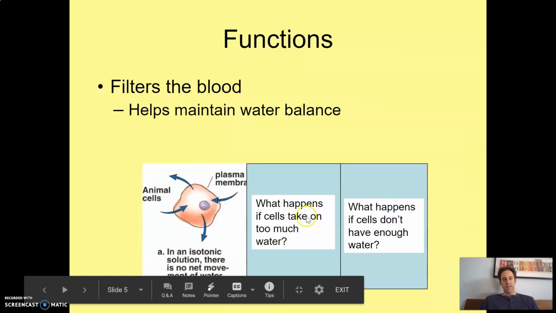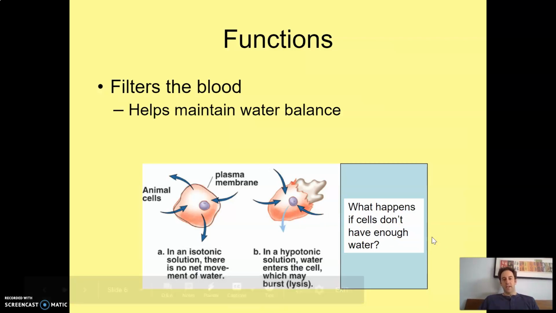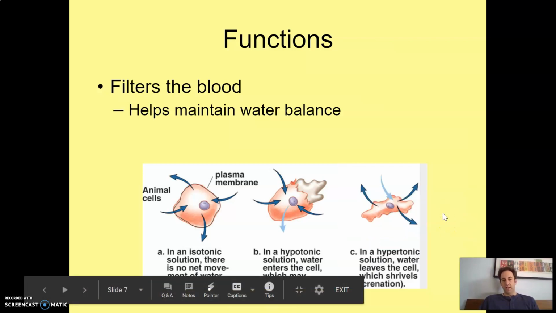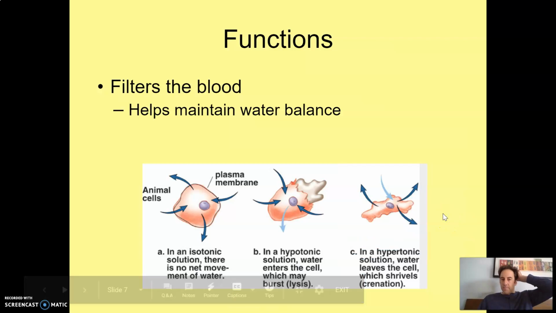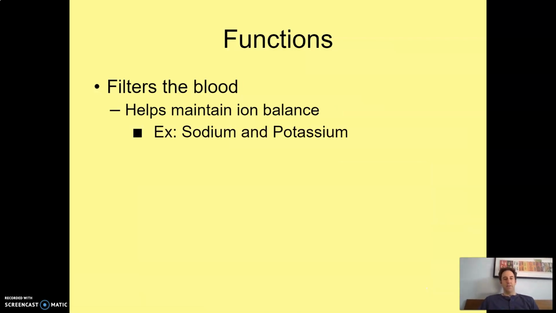If a cell takes on too much water, meaning there's more solute in the cell that draws more water into the cell, then it can rupture and burst, and that's not good. And if a cell doesn't have enough water, meaning there's more solute outside the cell, water is continually drawn out, then it can kind of shrivel up and it doesn't work as well. So maintaining proper water balance is obviously very important to make sure your cells are nice and healthy.